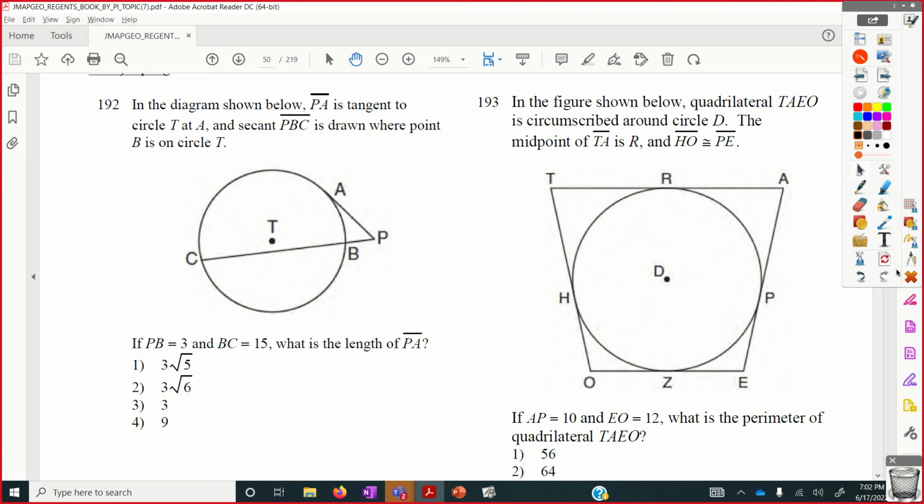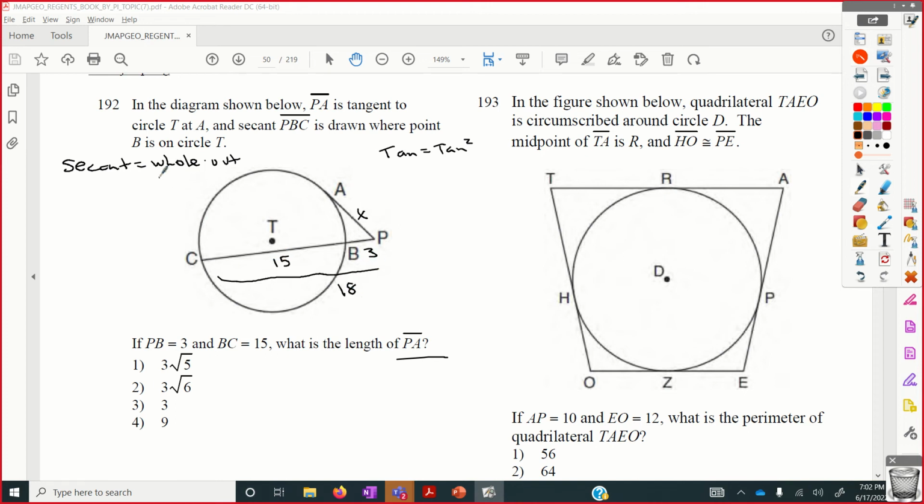All right. We have segment lengths outside the circle. Remember that if we see a secant line, it's the whole line times the outside piece. And when we see the tangent line, we're going to think tangent squared. So we're looking for the length of PA. That's X. PB is 3. BC is 15. That means the whole line is 18.